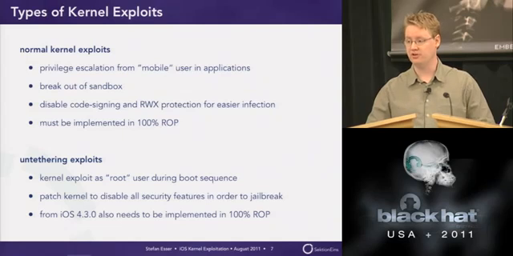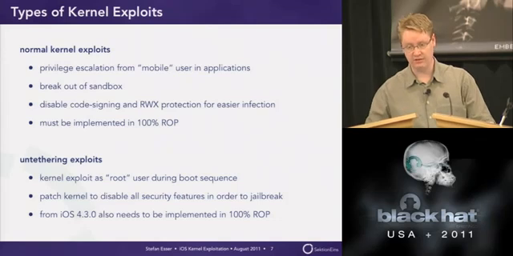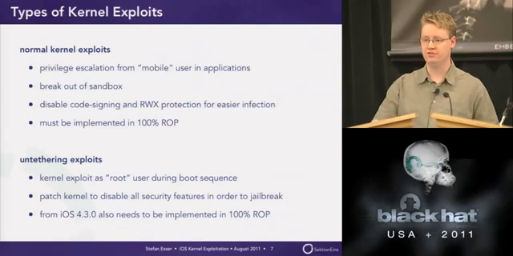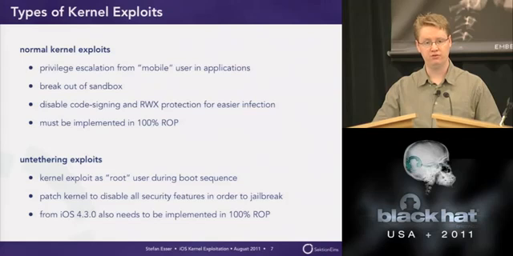Untethering exploits, on the other hand, are already running as root, and they only patch the kernel to disable the security features. So you again need to have memory corruption or code execution in the kernel. In the early days, you could just use a short ROP payload and a sysctl command to disable some of the kernel protections, and then you can just upload a binary and execute that. Since iOS 4.3.0, that's not possible anymore. The untethering exploits must be done 100% in ROP.